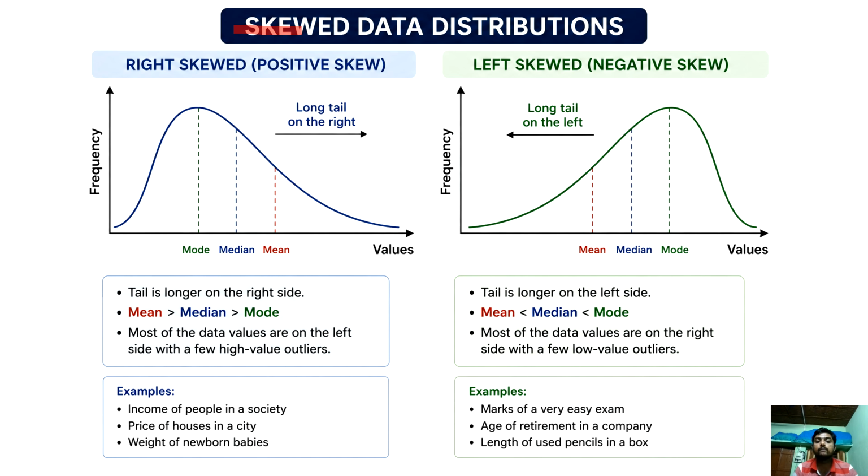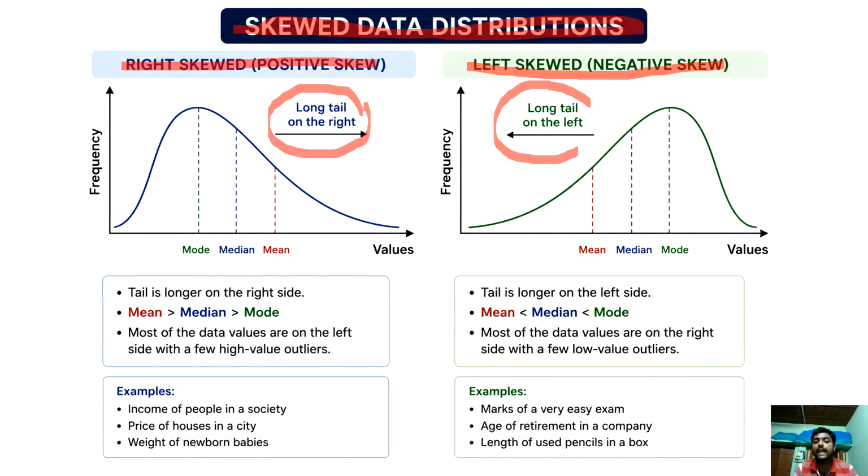The skewed data distribution. Skewed data means right skewed, positive skew, and left skewed, negative skew. Where the long tail is on the right side, it is called right skewed data, and where the long tail is on the left side, it is called left skewed data.